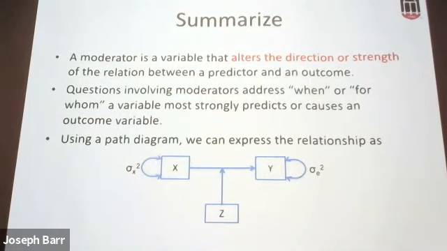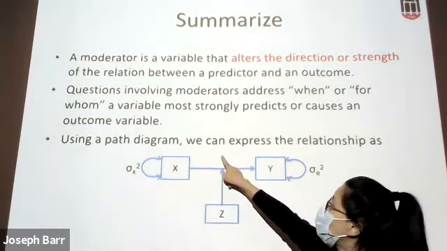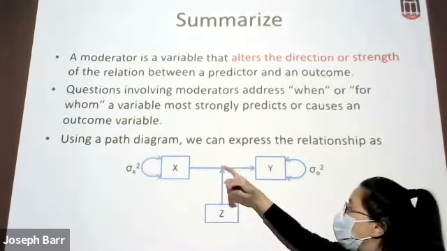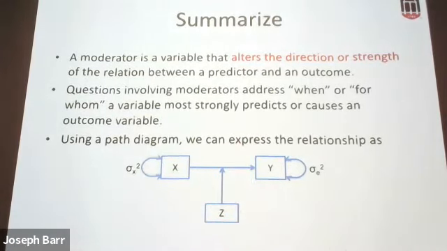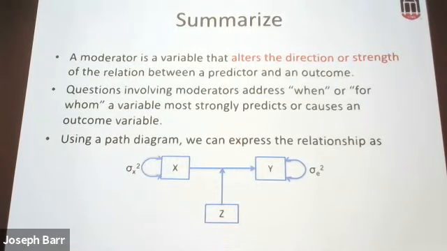So the moderator Z is a variable that alters the direction, sometimes it changes the direction. Originally it's positive, after taking a different value of Z, it becomes negative. Or it alters the strength of the relationship between a predictor X and an outcome Y. Usually the questions involving moderators ask where or for whom. So we need to look at the specific value of Z. And that's our path diagram in SEM.